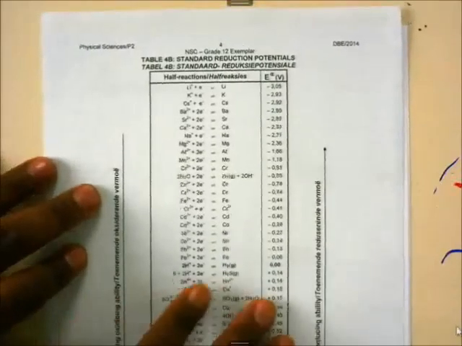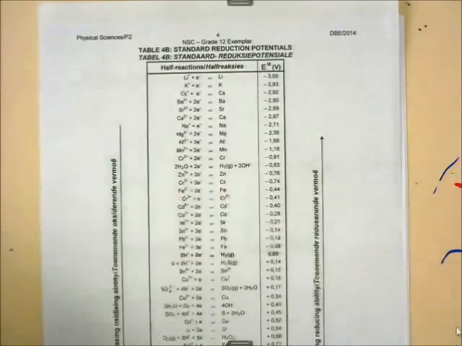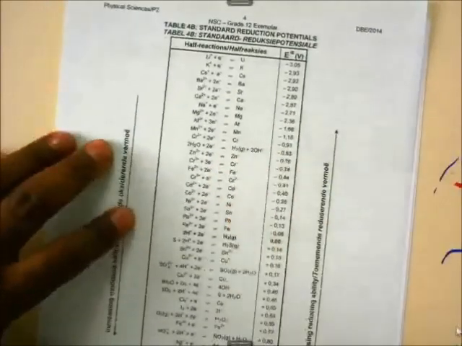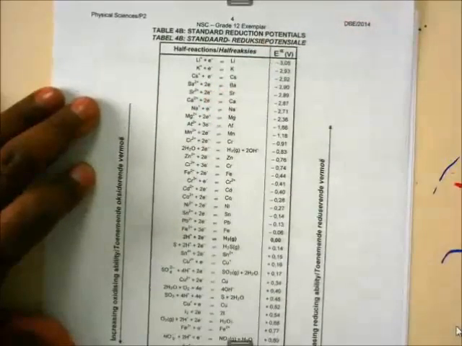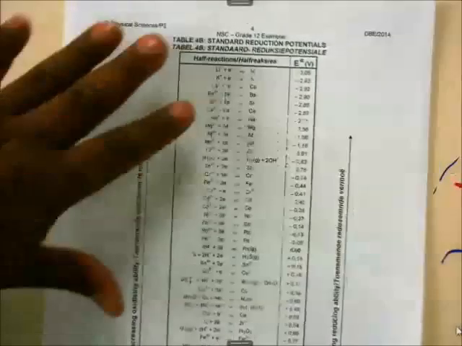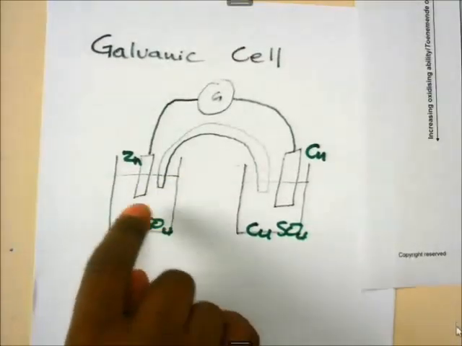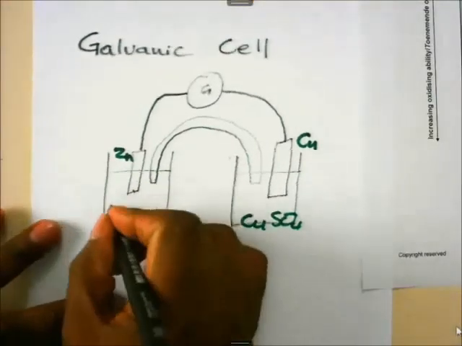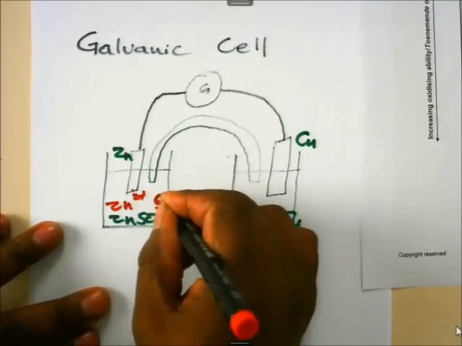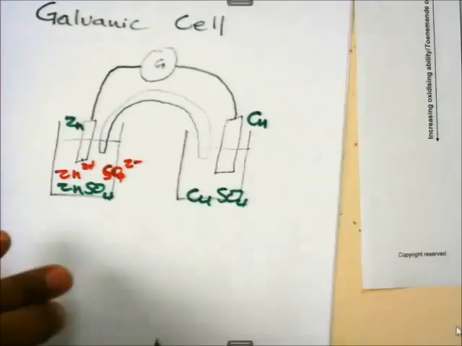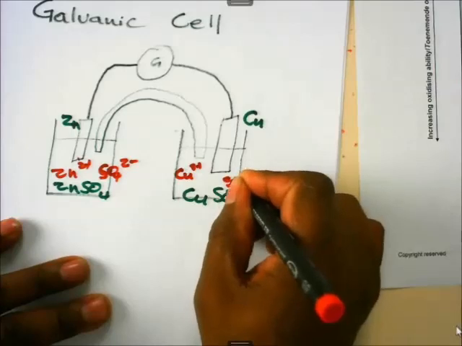So the one that I prefer to use is 4B. So how do I use 4B? If I identify my two half reactions on the table, the one on top is oxidation, the one at the bottom is the reduction. So let's look at this. Remember, if you've got this reaction taking place in this solution, you've got your zinc ion, Zn2+, and then you've got your SO4 2-, and then in here you've got your Cu2+ and your SO4 2-.